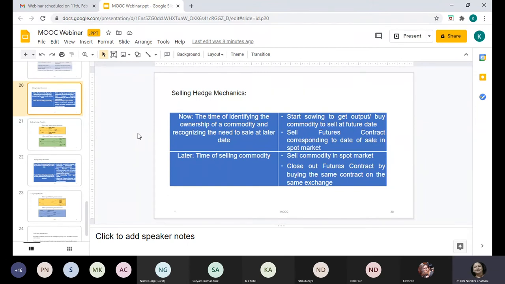So what I've shown in slide number 20 is how a seller would construct the hedge at the time of making the decision to produce or grow a commodity, and at the time of selling the commodity, the hedge will have to be deconstructed. Now, Colleen, please move to the next slide, slide number 21.